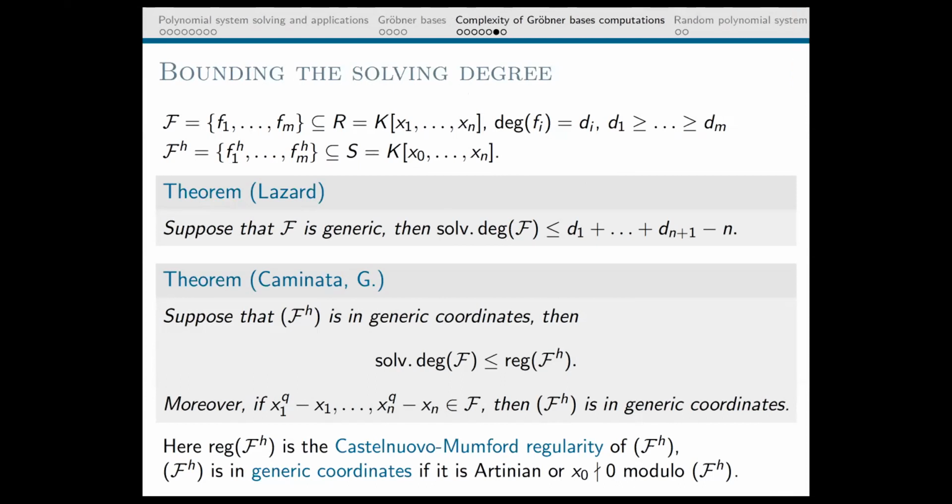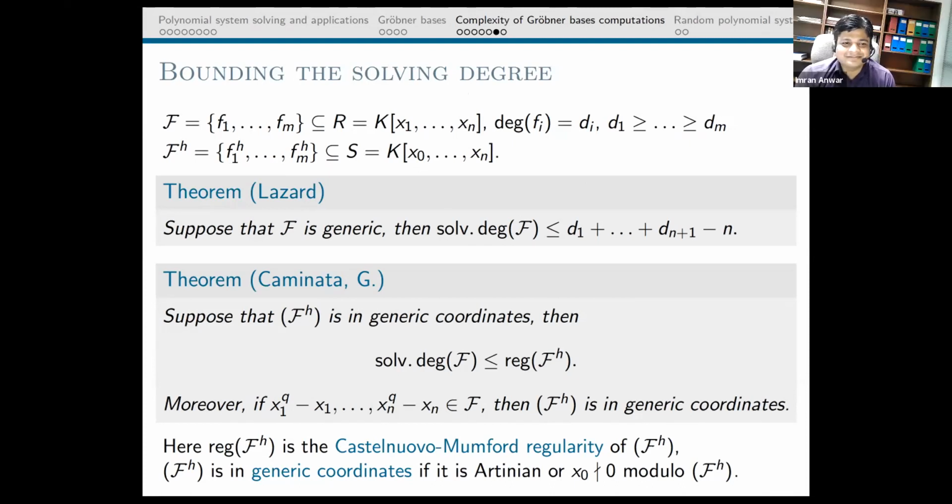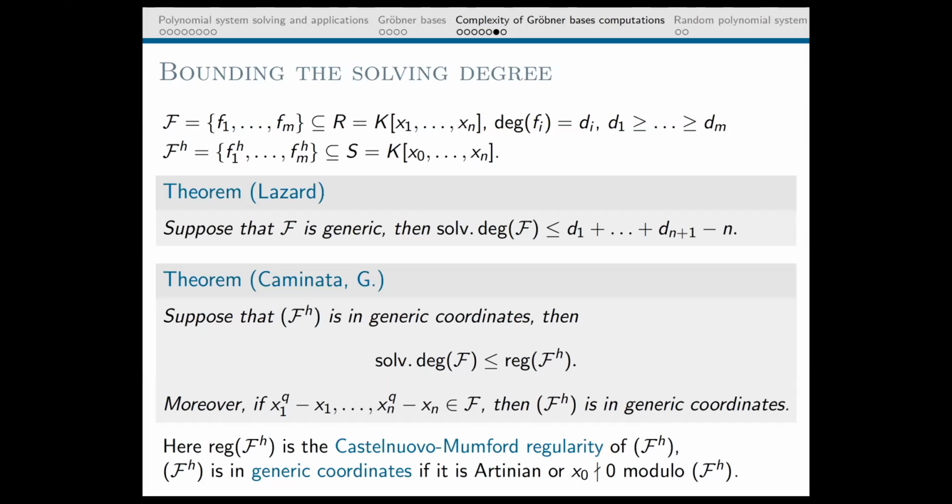I'm sorry, I really don't know how to raise my hand in Zoom, but I do have a question. Yes, Imran, go ahead. Okay, so these Groebner basis algorithms, the ones you showed, are they implemented in computer algebra software?